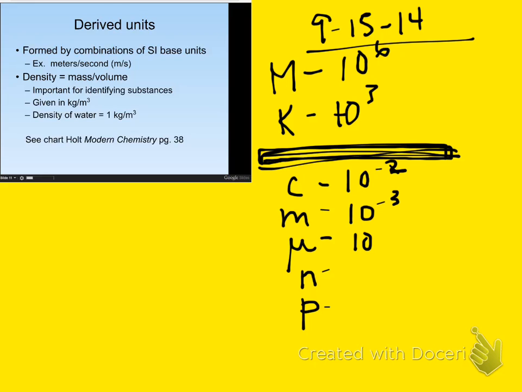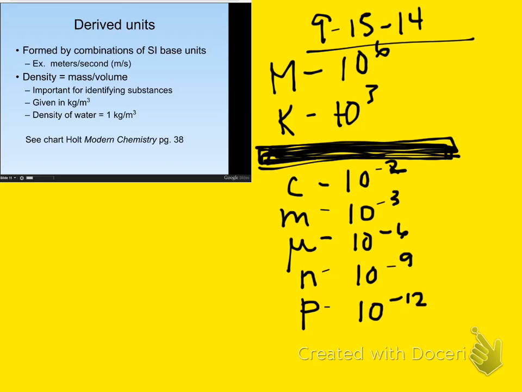Micro, the weird one, -6. Nano, 10 to the -9th. And pico, 10 to the -12th. So once you get past centi, they're all multiples of 3. 3, 6, 9, 12. So if you can remember them in order. Now, this weird sort of bar here, that's just 1.